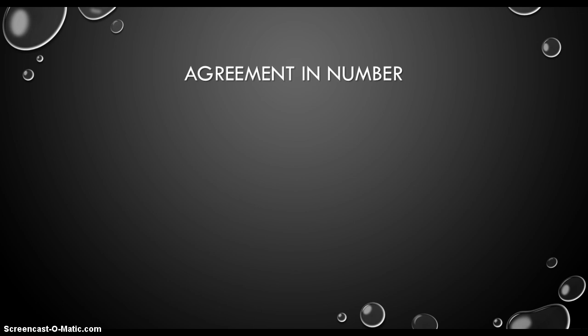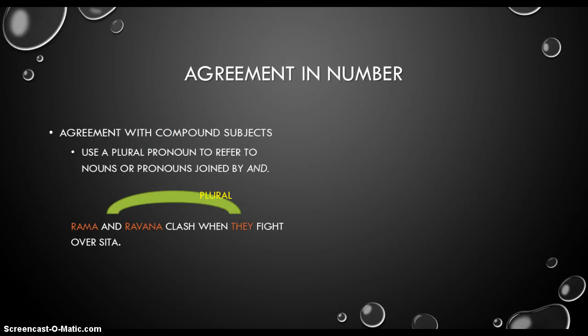Now let's keep talking about agreement in number. Now, if you have a compound subject, you're going to use a plural pronoun to refer to nouns or pronouns that are joined by and. So here we have a sentence, Rama and Ravana clash when they fight over Sita. Rama and Ravana, joined by and, compound subject, we're going to use a plural pronoun because that's a plural subject.